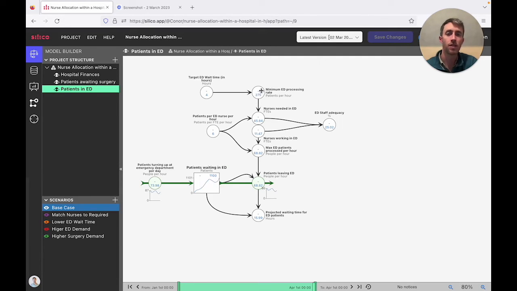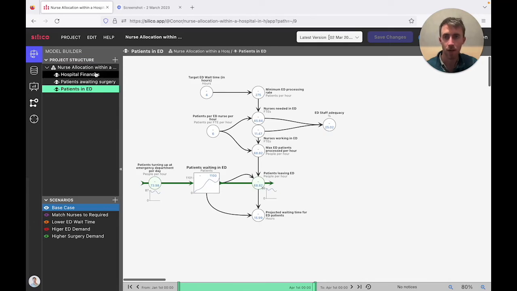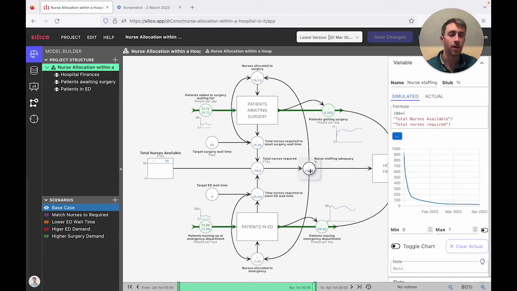That means you need to treat 275 patients per hour if you were to achieve that target wait time. And if nurses can treat 6 patients per hour, that means you would need 45 nurses in order to meet that target wait time. However, as we've seen here, in this model we've only got 30 nurses available, and so we're at a staffing adequacy by the end of the simulation period of about 25%.